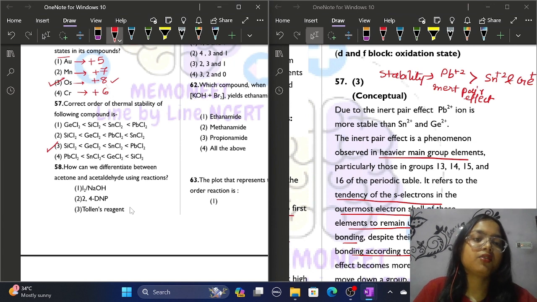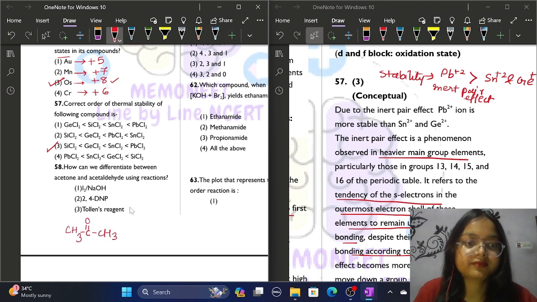For question number 58, how can we differentiate between acetone and acetaldehyde using reactions? Let's first draw the structure of acetone. Okay, this is acetone. And what will be the structure of acetaldehyde? CH3, C double bond O, CH3. Sorry, it is H, right? I have drawn the acetone. Sorry for the mistake. So here it will be H. This is acetaldehyde.